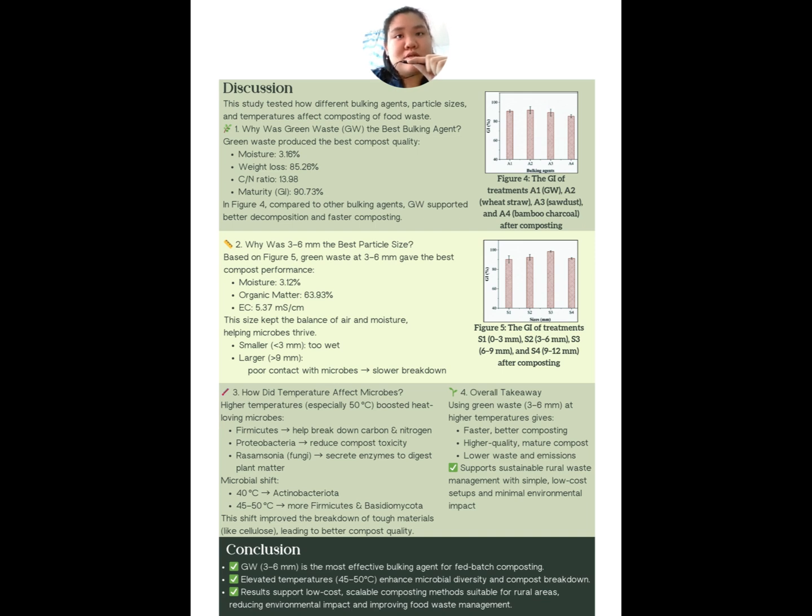Second, the optimal particle size was 3 to 6 millimeters. The size allowed enough air and moisture retention to support microbial activity. Smaller particles held too much water, while larger ones reduced microbial contact and slowed composting.